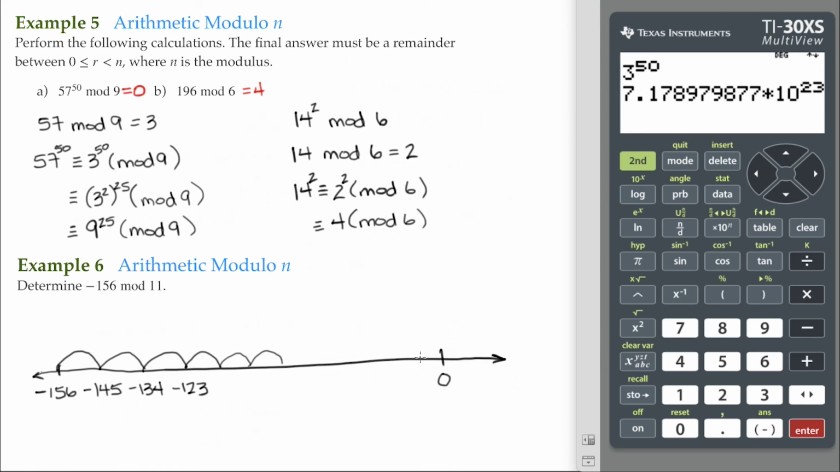Eventually I end up over here at negative 2. I then come over another 11. I end up at 9. So without using a calculator, without really doing any calculation other than bouncing along a number line here, I can say that negative 156 mod 11 is equal to 9. And there we have it.